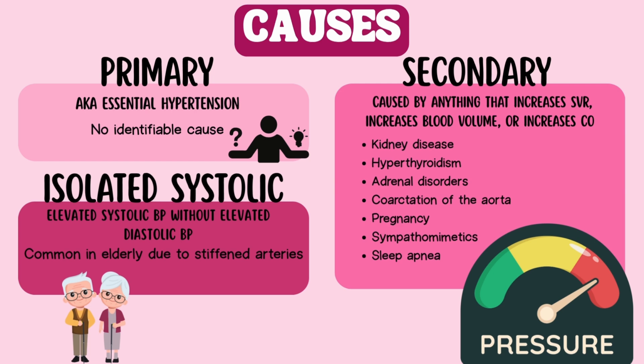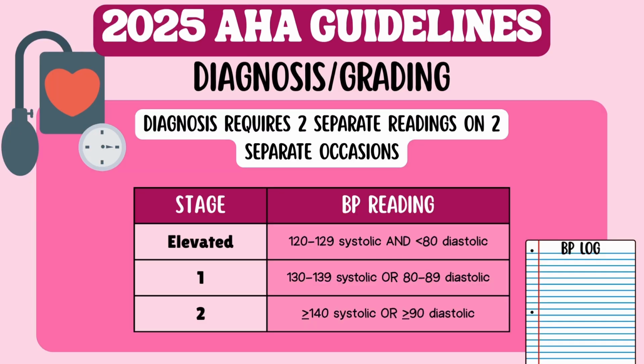The other one that you'll want to kind of have in the back of your head is isolated systolic hypertension. This is elevated systolic blood pressure without elevated diastolic blood pressure, and it's more common in the elderly due to their stiffened arteries. Okay, let's go over some of the new 2025 American Heart Association guidelines and talk about what's different.